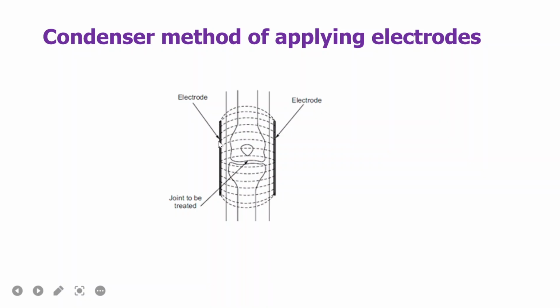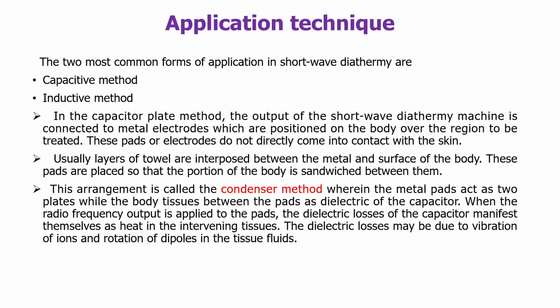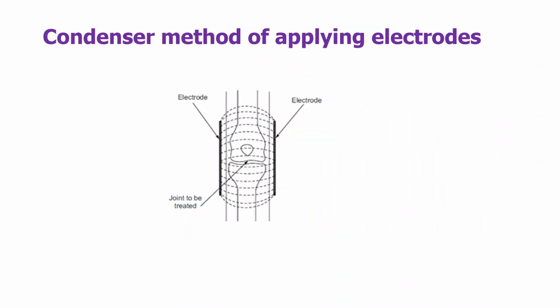Again we have some arrangements like the towels. Then we place the electrodes. These electrodes, as you know about the two parallel plate capacitor, act as two plates, and between them a dielectric medium is there. So it will act as a capacitor. This is the capacitive method of applying electrodes, or condenser method. Both sides of the knee we keep the electrodes and apply the current. So the electric field will be created and heat will be produced internally.